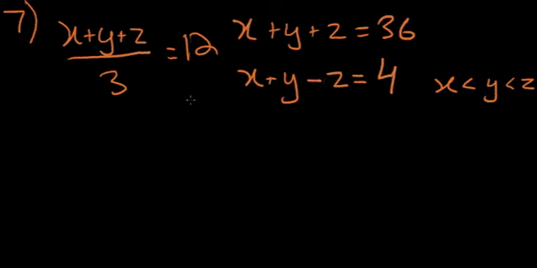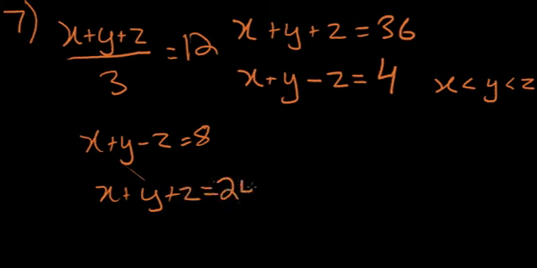So you can cross off right now B, C, and D, because they have the wrong values in the first place. B says x plus y minus z is equal to 8, so that's crossed off. Then C says x plus y plus z is equal to 24, but we found out that that equals 36. And D says the same thing right here, x plus y minus z equals 8, and this as well. So they're all crossed off.